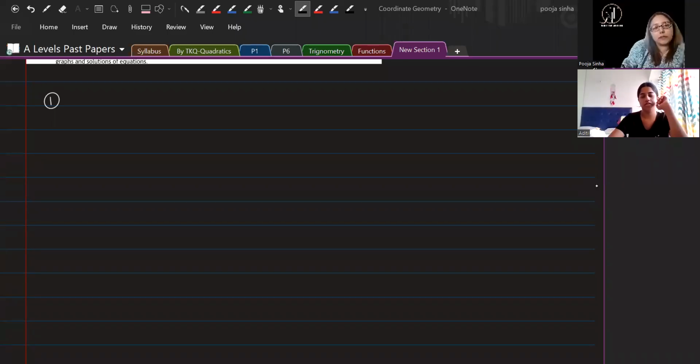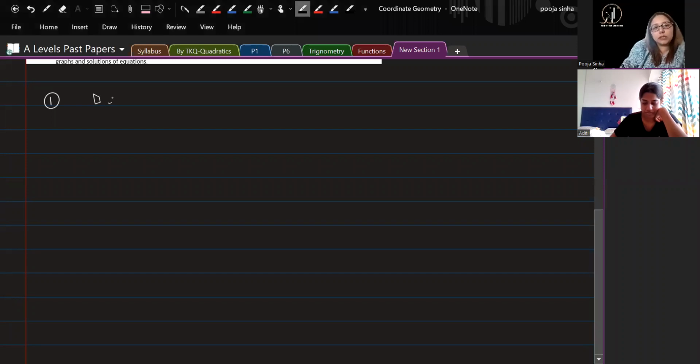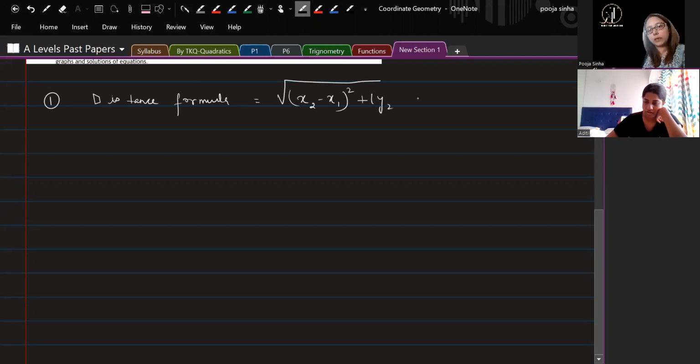Now, the first thing that you need to find out is the distance which is given. So for that we use the distance formula. Okay, distance given between 2 points. I'll just explain what it means. First, you write the formula: x2 minus x1 whole square plus y2 minus y1 whole square. Okay, what does it mean?